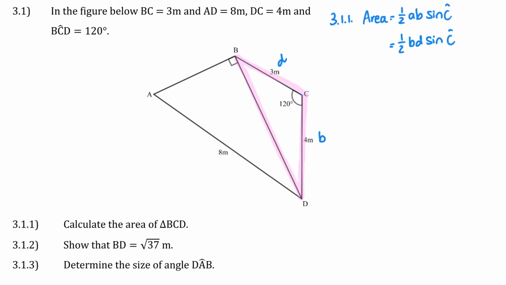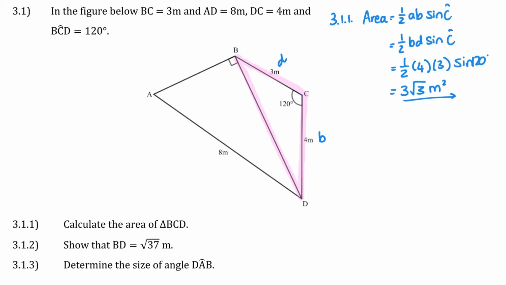It seems like I have all the information I need, so all I can do is substitute. b is 4, d is 3, sine 120. Put it into my calculator, and what I get is 3√3 meters. And it'll be meters squared because it's area.